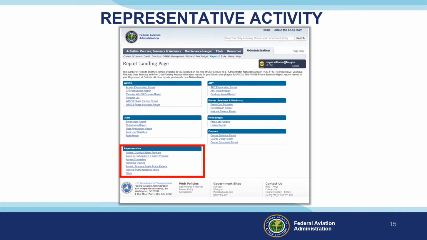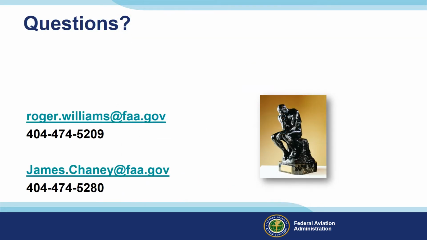It is vitally important to send us a representative activity report so the effectiveness of the Georgia FAASTeam program can be determined. If you have any additional questions about the quarterly data, please reach out to me, Roger Williams, or James Jim Chaney. Our information is provided.